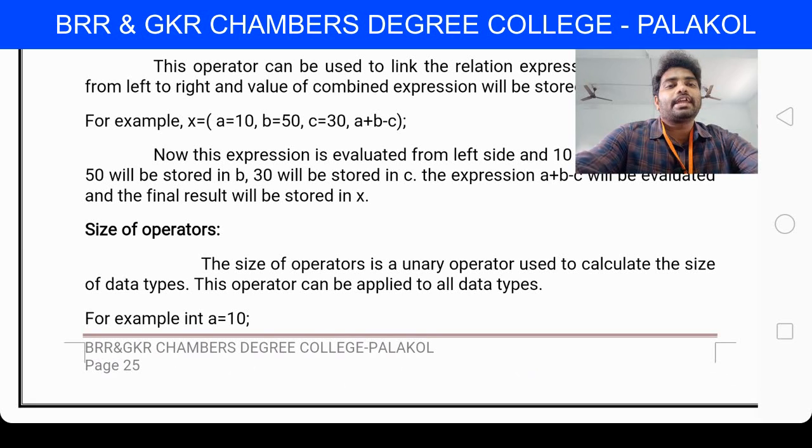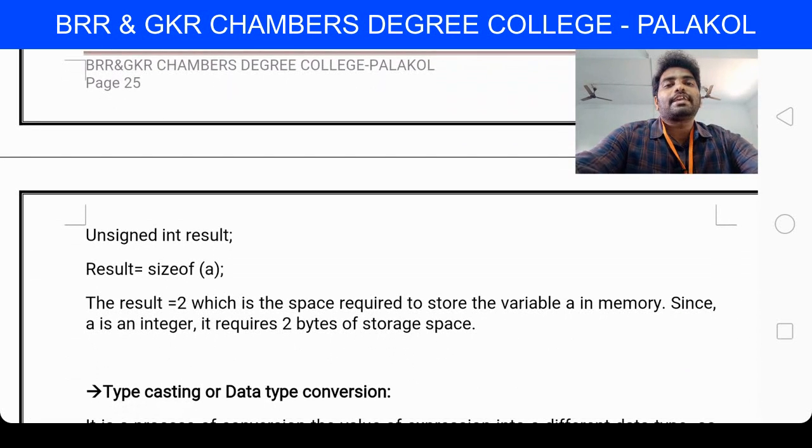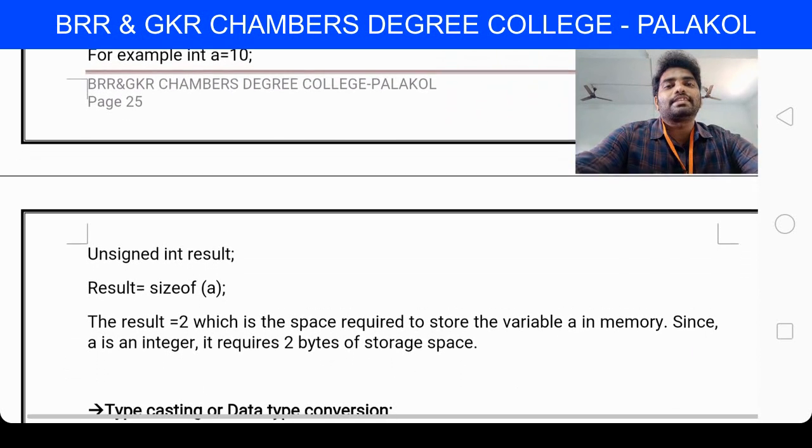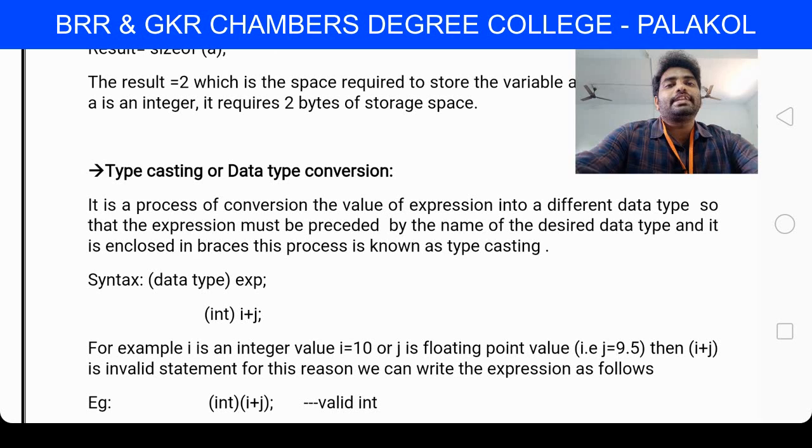The operator can be applied to all types. Suppose int a is equal to 10, int size is equal to 2. Char a, char size is equal to 1. Float b, b size is equal to 4. Okay, that is the result: sizeof a, that is the integer, the result is equal to 2. Type casting and data conversion.